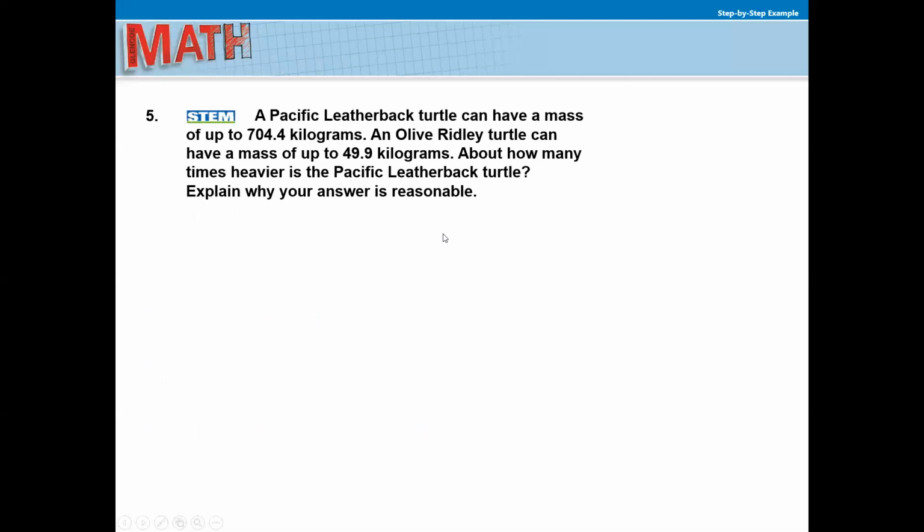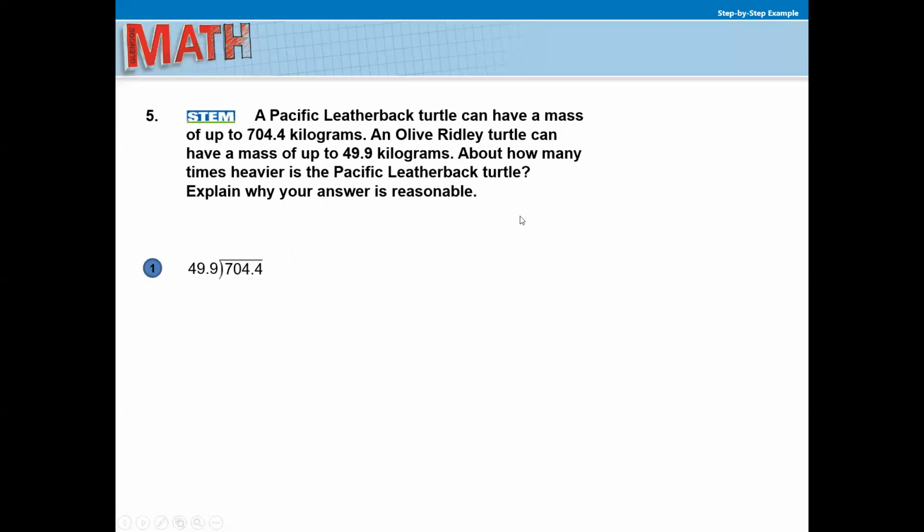Number 5. A Pacific leatherback turtle can have a mass of up to 704 and 4/10 kilograms. An olive ridley turtle can have a mass of up to 49 and 9/10 kilograms. About how many times heavier is the Pacific leatherback turtle? Explain why your answer is reasonable.